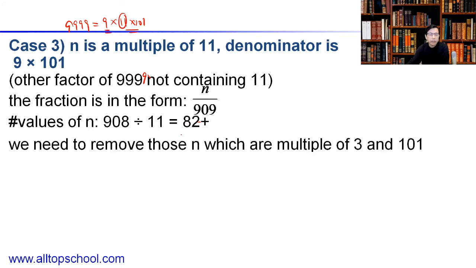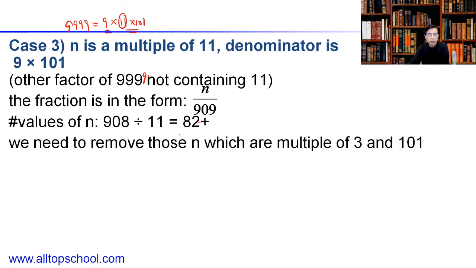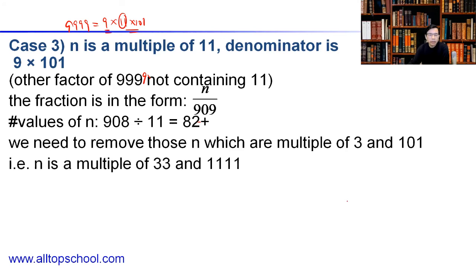But notice that we need to remove those n which are also a multiple of 3 and a multiple of 11 at the same time. Is it possible that we still have those numbers? Multiple of 3 means this is a multiple of 11 and at the same time a multiple of 3. That's going to be a multiple of 33.